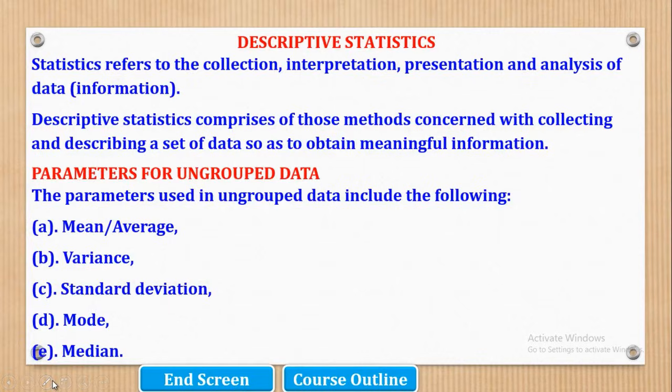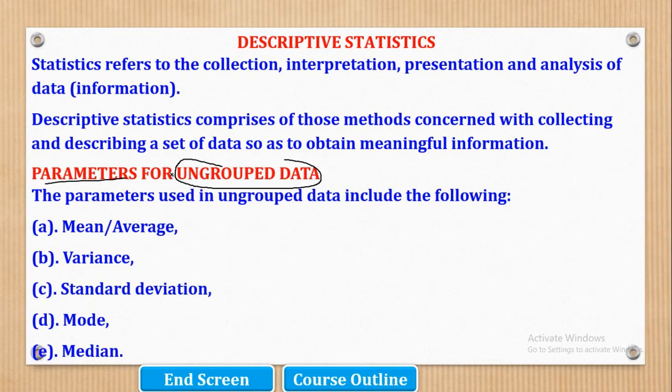So now we shall start on our topic for today, descriptive statistics. So first of all, statistics refers to collection, interpretation, presentation, and analysis of data. Therefore, descriptive statistics comprises those methods concerned with collecting and describing a set of data so as to obtain meaningful information. So those methods are the parameters. So data is divided into 2. There is grouped data and ungrouped data. So we shall look at both in this video.